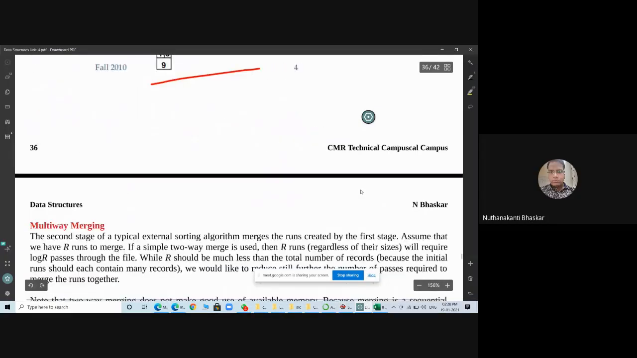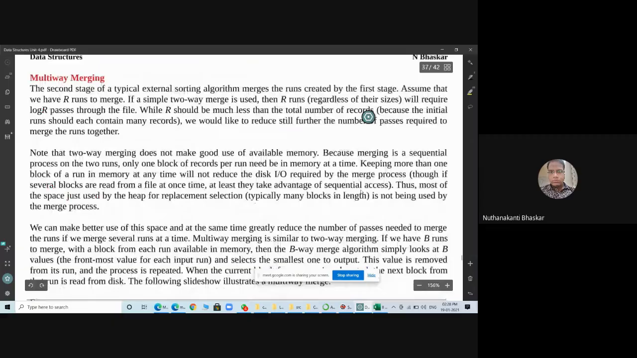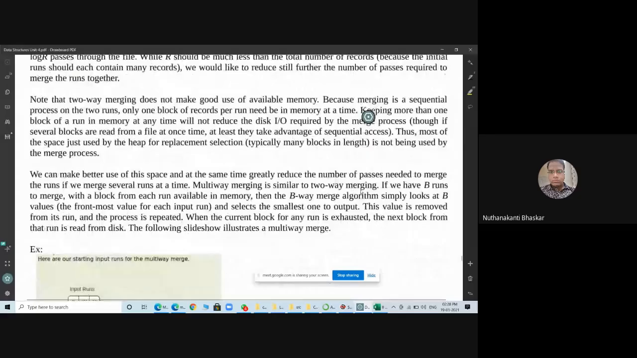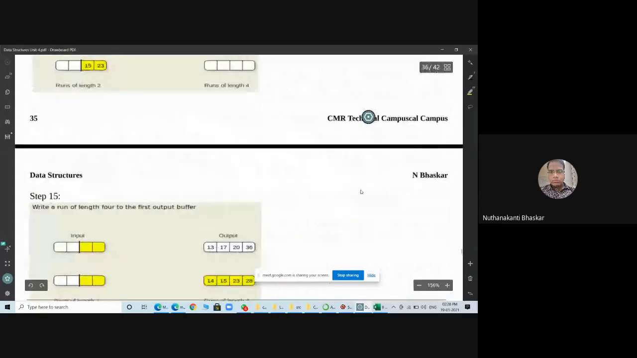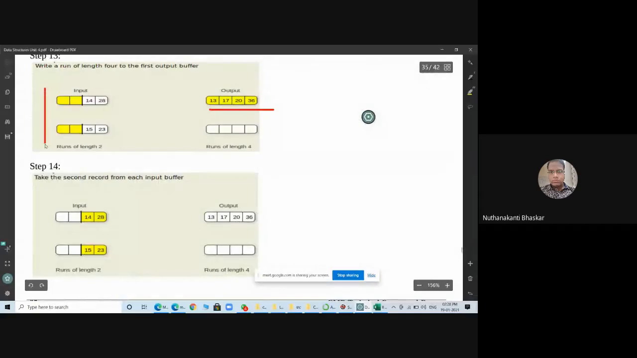Now, the next one is the multi-way external sorting mechanism. Multi-way merging. Here the things are different. In the two-way we always took only two input chunks. That's why it's a two-way. Correct? Yes, sir. Yes or no?